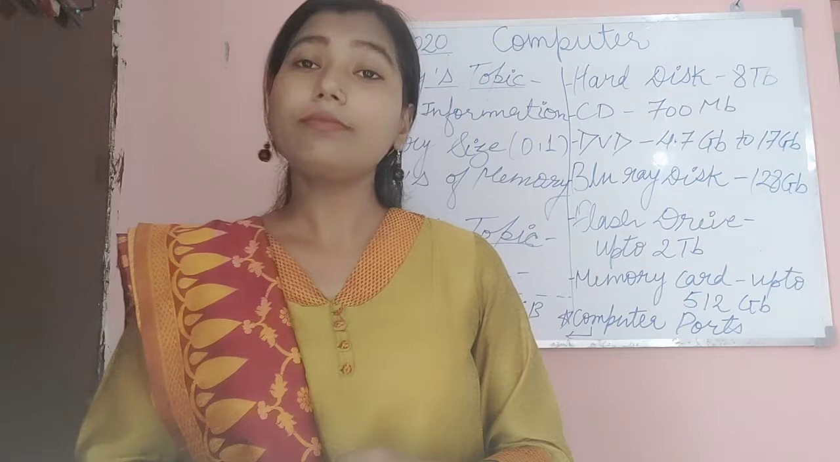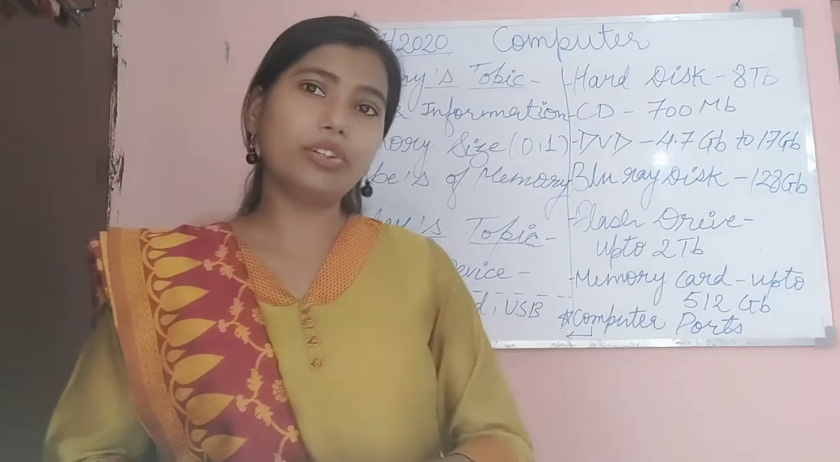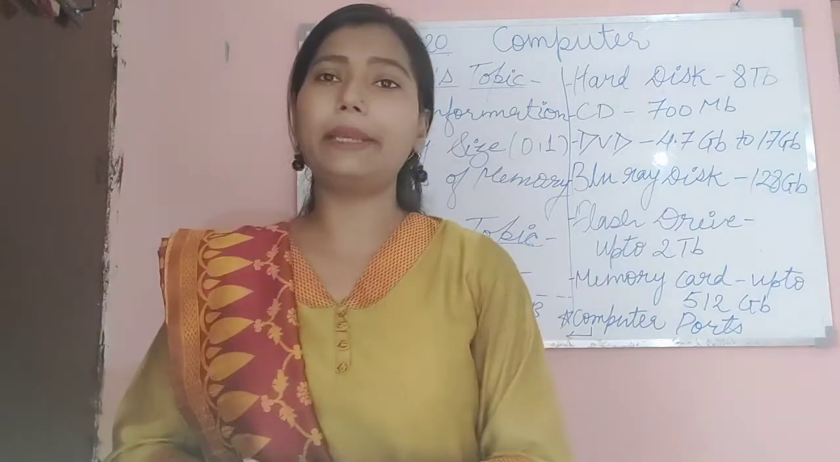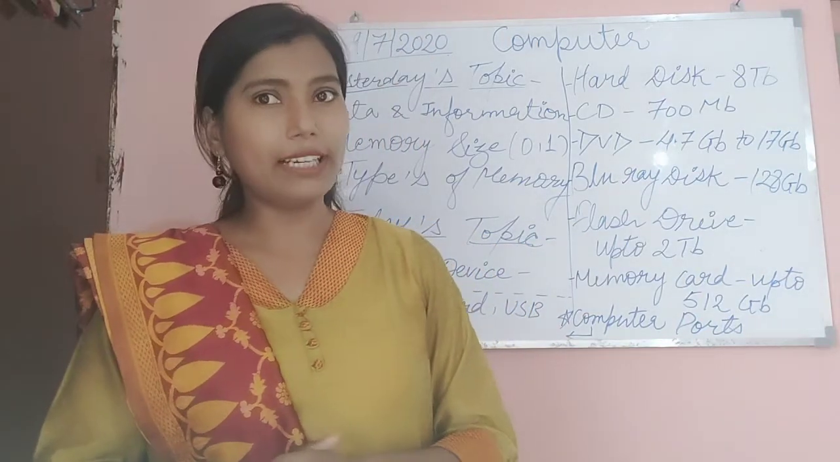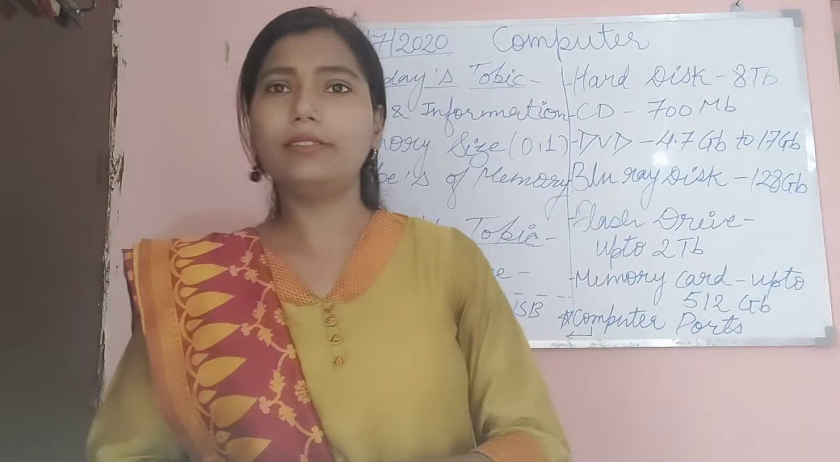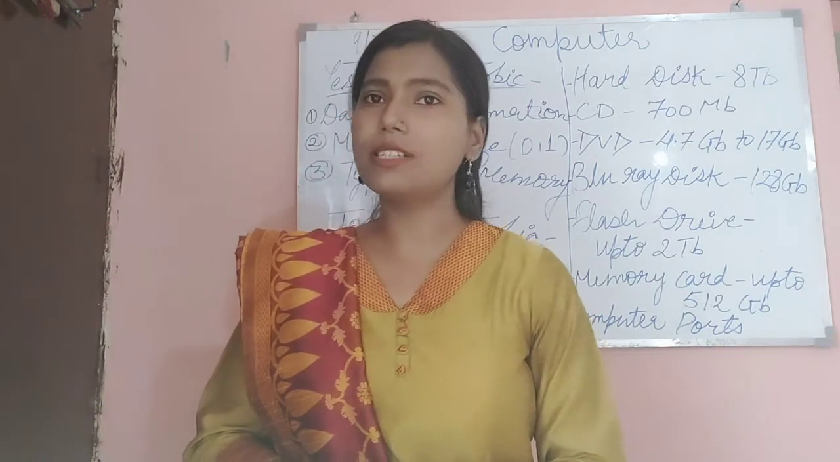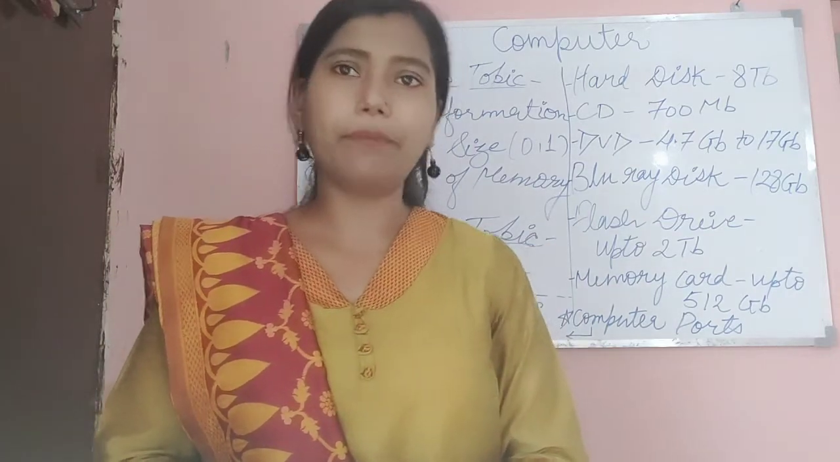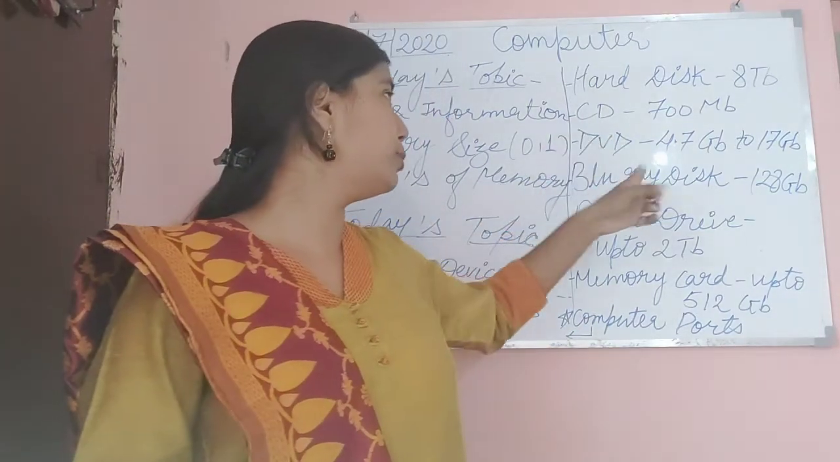And if you talk about the storing capacity of the hard disk, then you can see the storing capacity of hard disk is 8 TB. The storing capacity of hard disk is 8 TB, and you know the full form of TB. Yesterday we have seen that TB is a terabyte. So the storing capacity of a hard disk is 8 TB. Then next we have the CD, DVD, and Blu-ray disk.